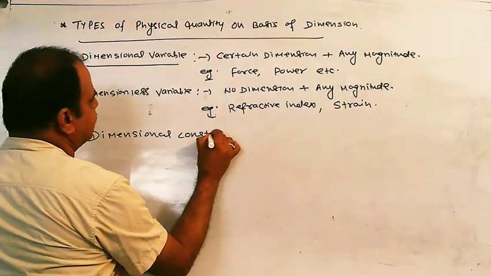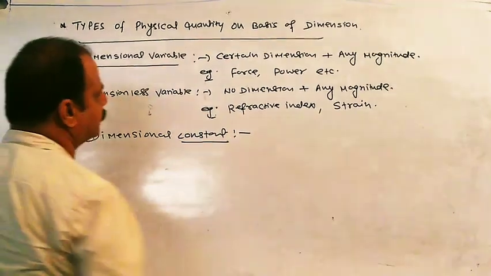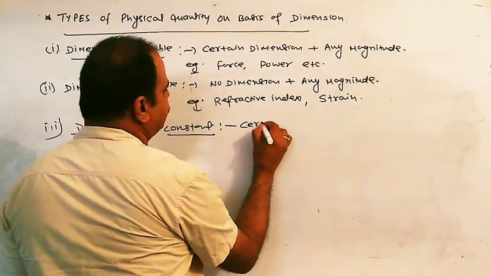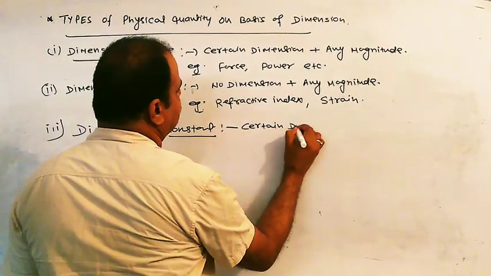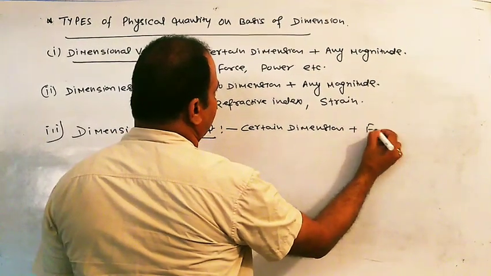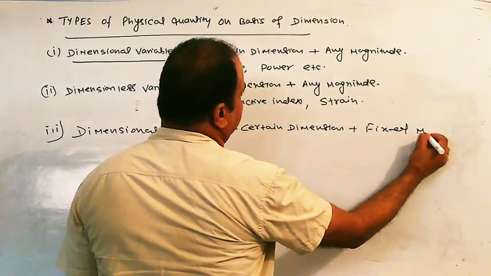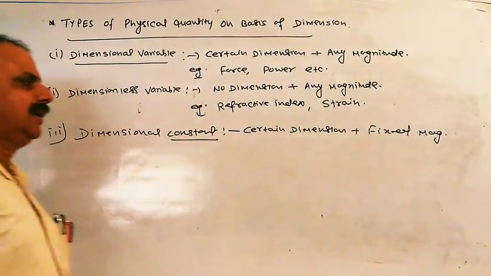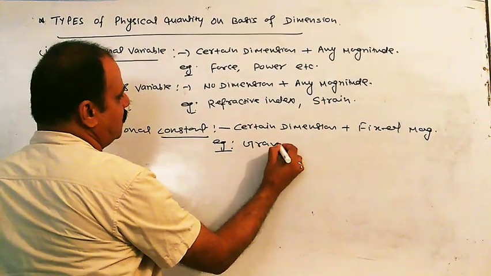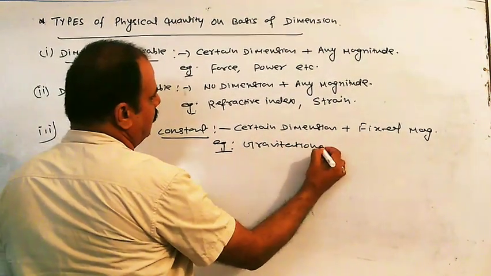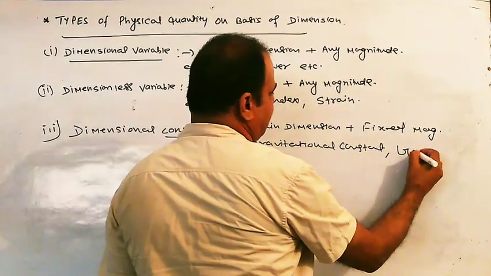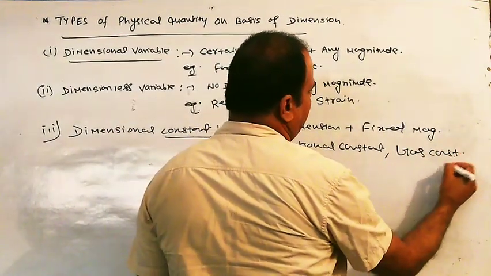Number three, dimensional constant. Certain dimension and fixed magnitude. Example, gravitational constant, gas constant, etc.